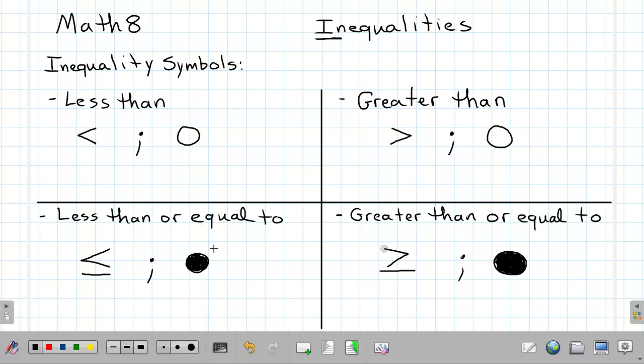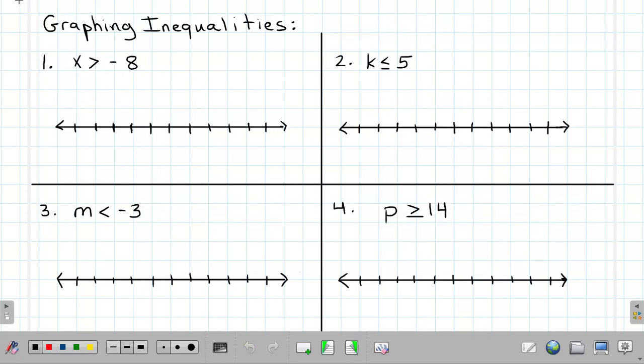So it can be equal to the other expression or number or whatever it is that you're talking about. Like I said, you can think of it as if it's filled in, it can be equal to. If it's not filled in, it can't be equal to. Let me show you what I mean by that. Let's go ahead and look at some examples.